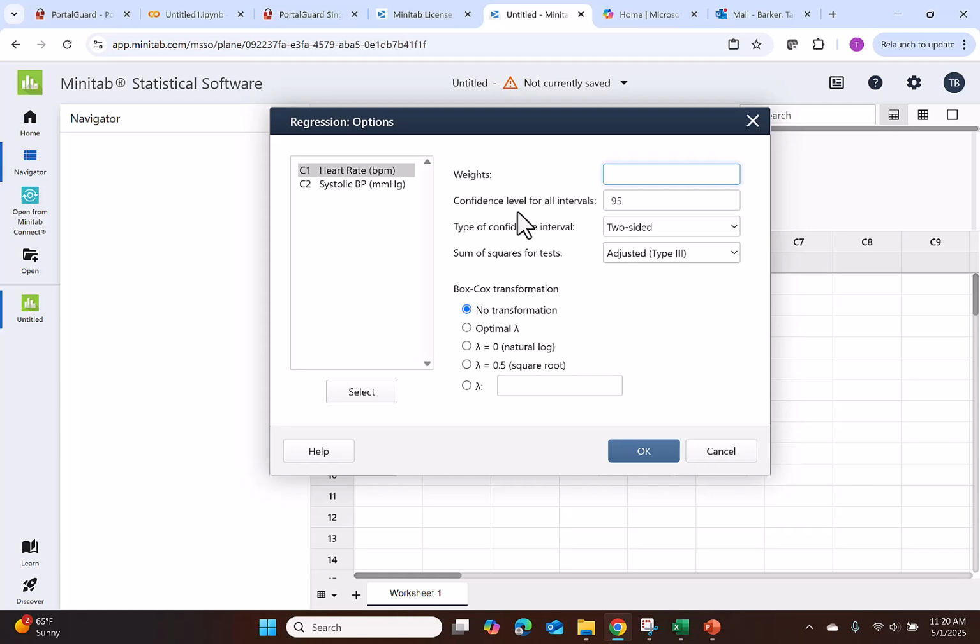Notice the confidence level for the interval is 95. If you're given a confidence interval where you need to adjust it, make sure you come to the options to put in the confidence level you're being asked for. We are doing a two-sided confidence interval because we're looking at an alternative hypothesis that says it is not equal to 0, which means we have to do two-tailed.